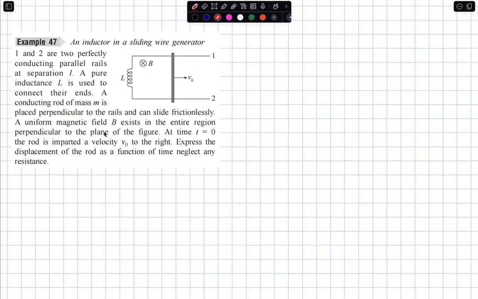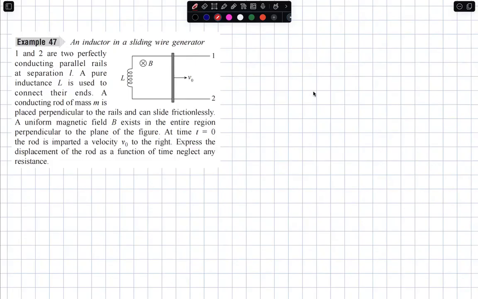Yes, is the answer in terms of sine? Honestly, this will execute SHM. Now, what is your answer? Tell me, I'll say yes or no. V naught root ML by BL into sine. Remember, when you are answering sine of anything, BL, all these things must be in the terminology of the given data.